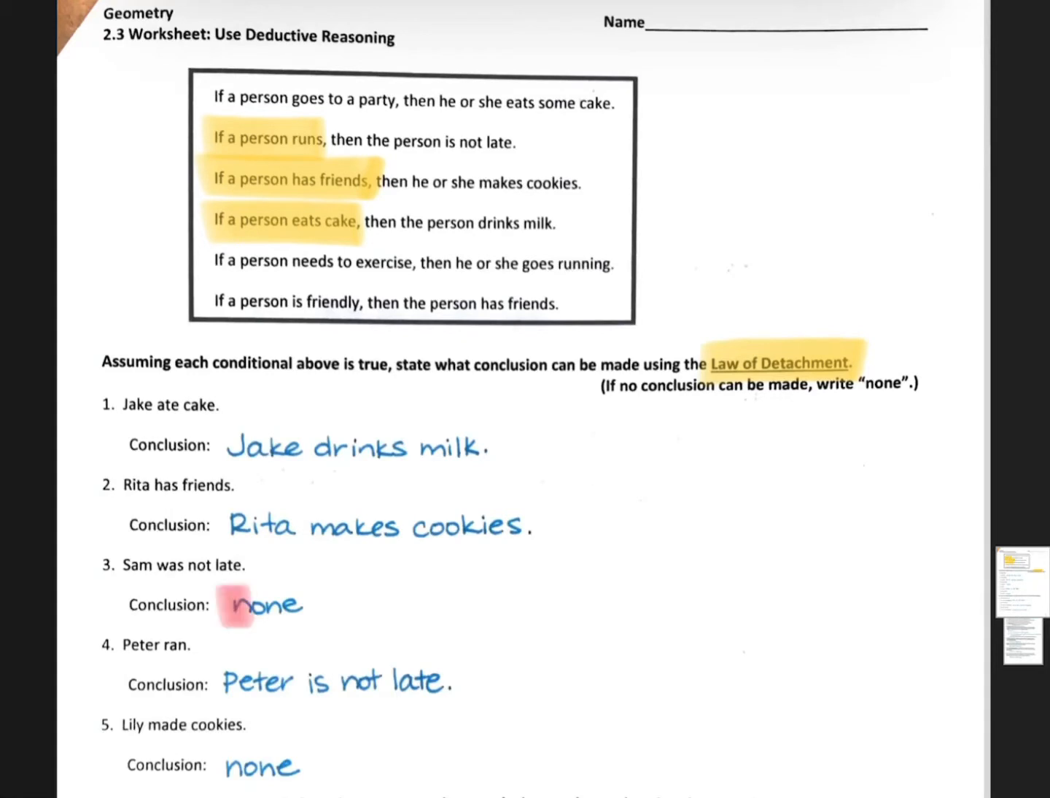But the two that were no conclusion were number 3 and number 5, and let's check to see where that went wrong. Sam was not late, so that wasn't the if part of that statement. So we don't get to make a conclusion unless the if part comes true. And the last one, Lily made cookies, there's another one. Only when the if part comes true do we make a conclusion.